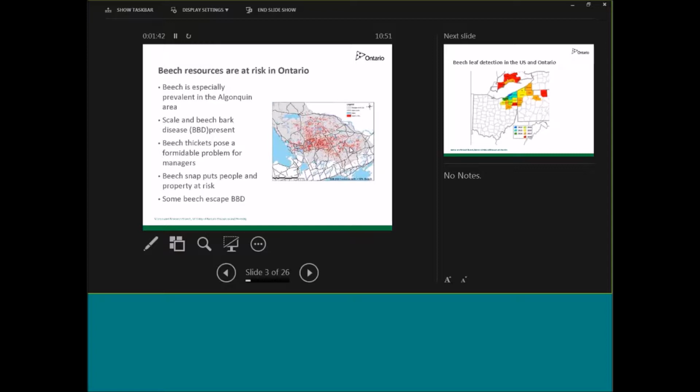There's been a little glimmer of hope that some beech do appear to be resistant to the scale. So there's been effort to find those trees, and as Simeon mentioned, there are breeding programs.